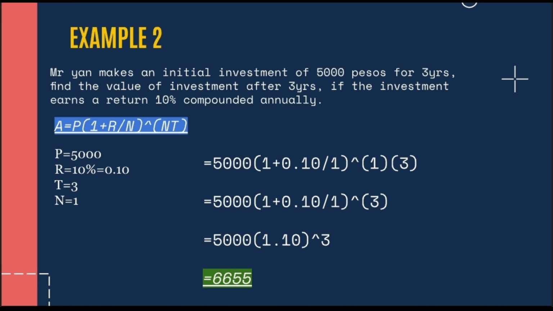Multiply first the exponents, which is 1 and 3, then add 1 to 0.1. After adding, divide 1.10 by 1. Solve first 1.10 raised to 3 and multiply the result by 5,000. Then, we will have the result of 6,655 pesos for the value of the investment after 3 years if it is compounded annually.